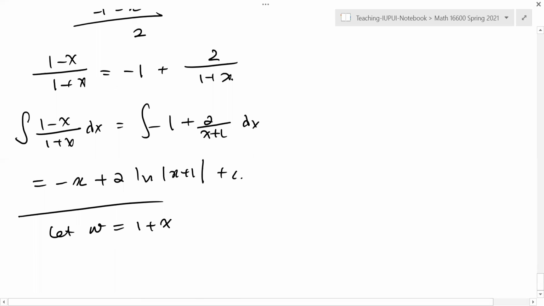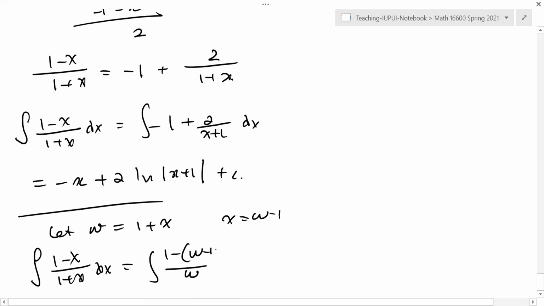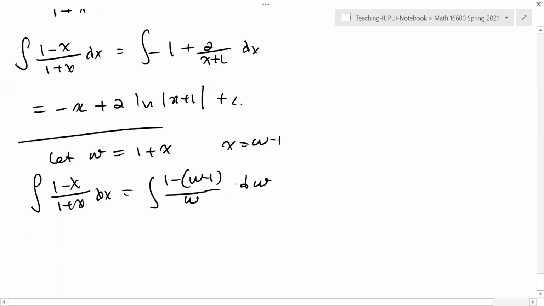Then this integral, okay, first of all, dx equals dW, right? Now what is 1 minus x? x is going to be W minus 1. So it's 1 minus x, and dx is just dW. It's not too bad. It's going to be 2 minus W, dW, divided by that.